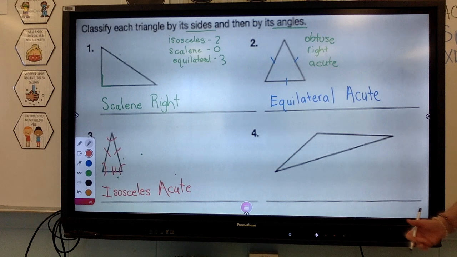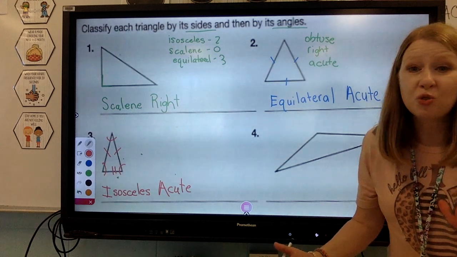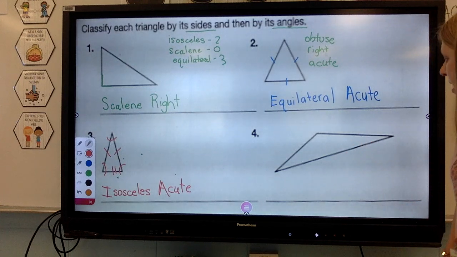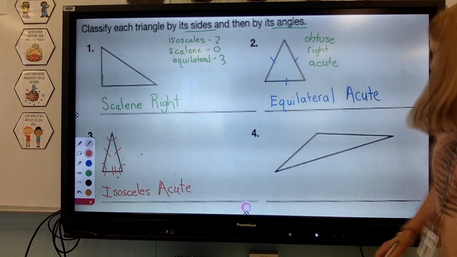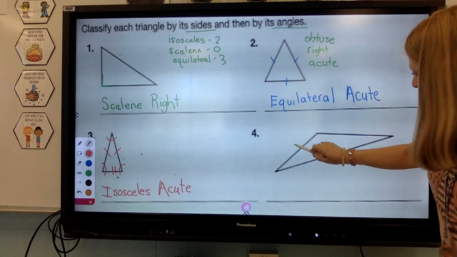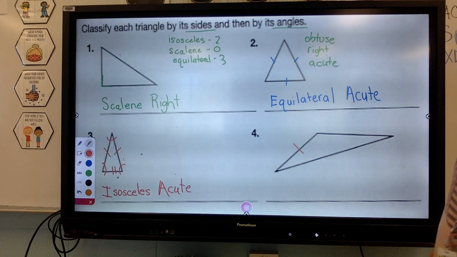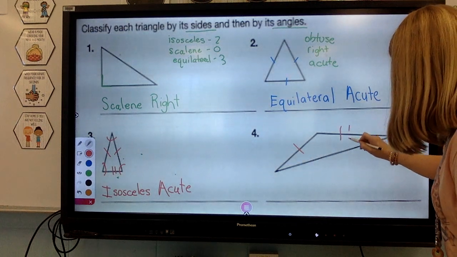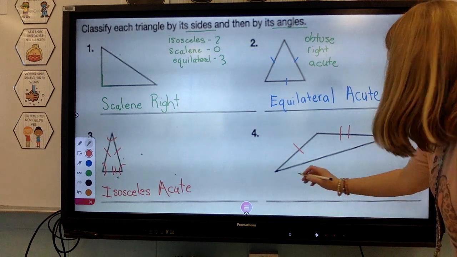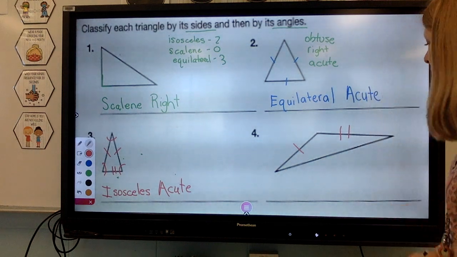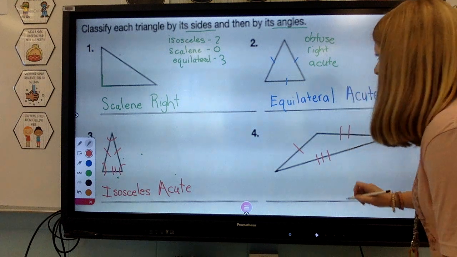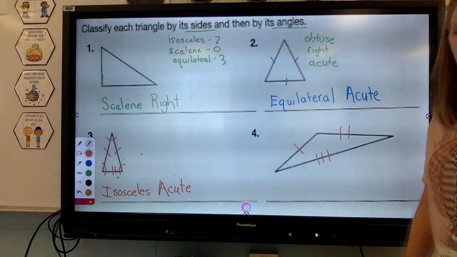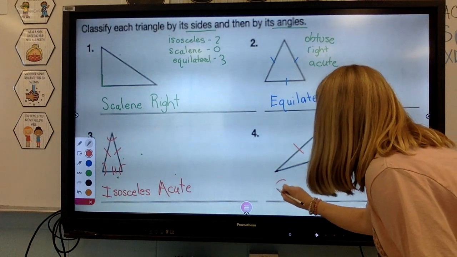And finally, for number 4, this is a huge triangle. Look at how big that is. It kind of looks like it would fit on like the roof of your house or something. Okay, so let's name it by its sides. Well, I'm looking at it. I've got that line, and this line looks longer than that line right there. So that's a different measurement. And then this one right here, oh gosh, that's the longest line there is. Guys, do I have any sides that are the same length? No. So that means it is scalene.